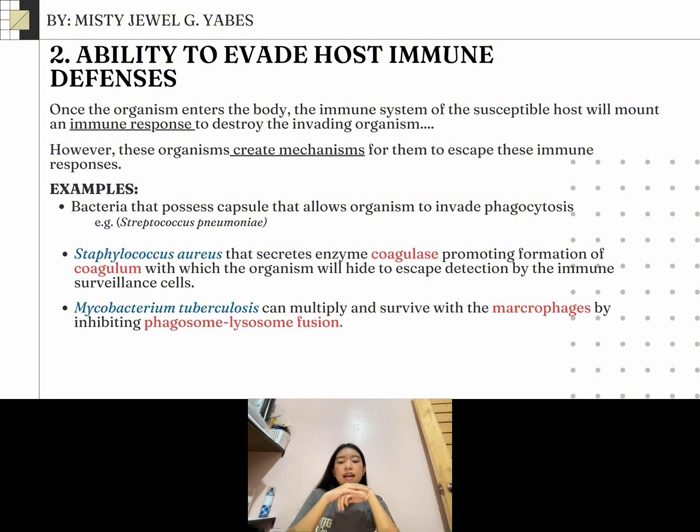Next is our Mycobacterium tuberculosis. Mycobacterium tuberculosis multiplies and survives in our macrophages by inhibiting phagosome-lysosome fusion. Okay? So, that is what they do.